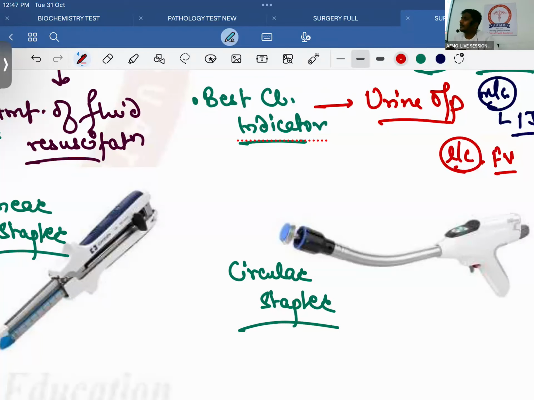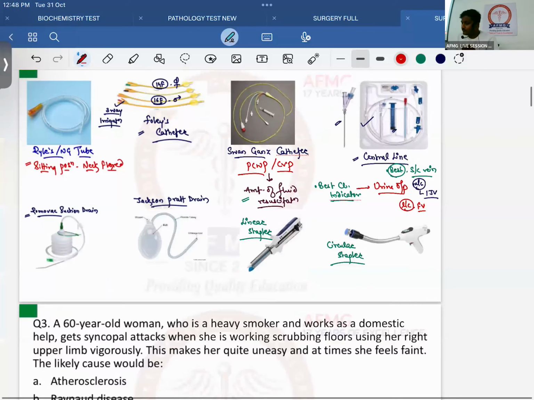Please tell me, in low anterior resection, is the anal sphincter damaged? No. So do we need to do any colostomy? No. In which surgery do you do colostomy, beta? APR, that is abdominoperineal resection. Okay? So that has to be remembered.